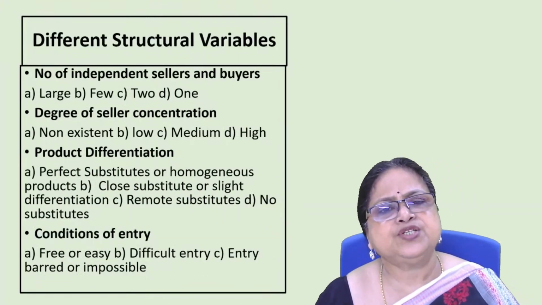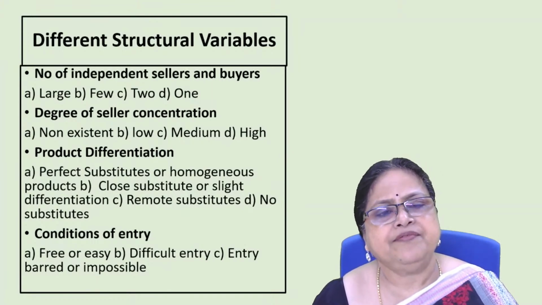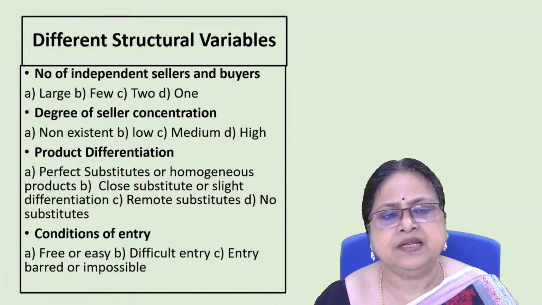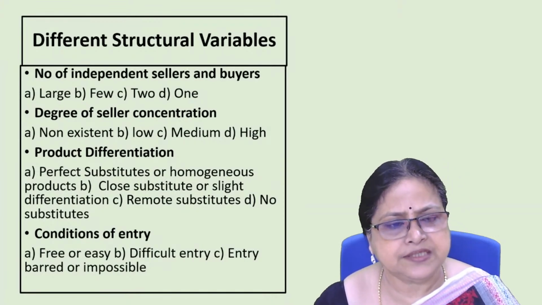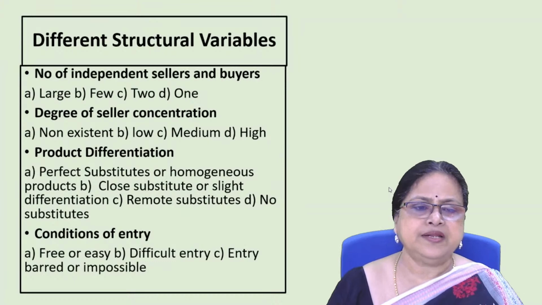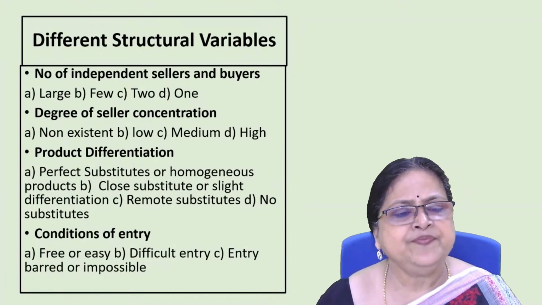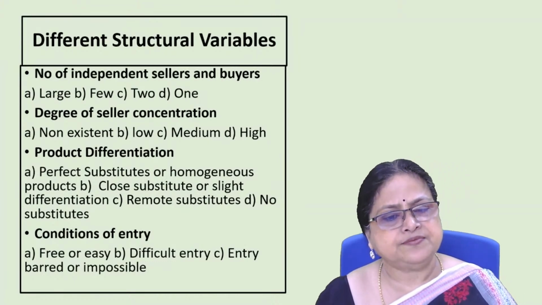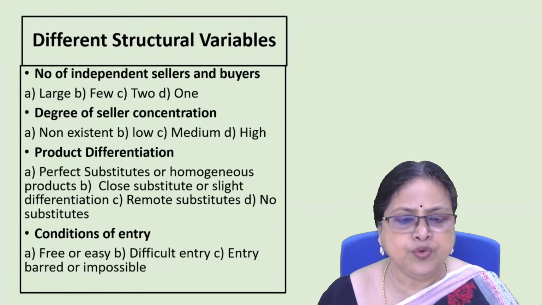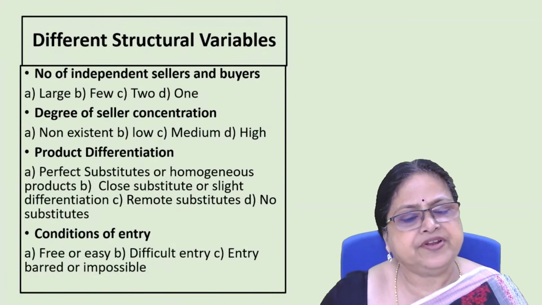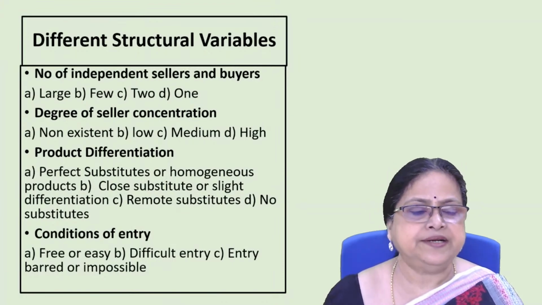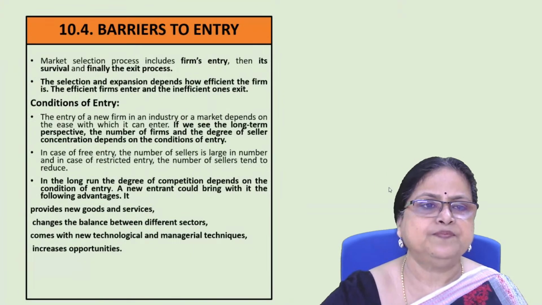Now, what are the different structural variables? Number of independent sellers and buyers: large, few, two or one, that we discussed. Degree of seller concentration, that also we discussed: non-existent, low, medium and high. Product differentiation: perfect substitutes or homogeneous, close substitutes, remote substitutes, no substitutes. Conditions of entry: free or easy, difficult entry, entry barred or impossible.